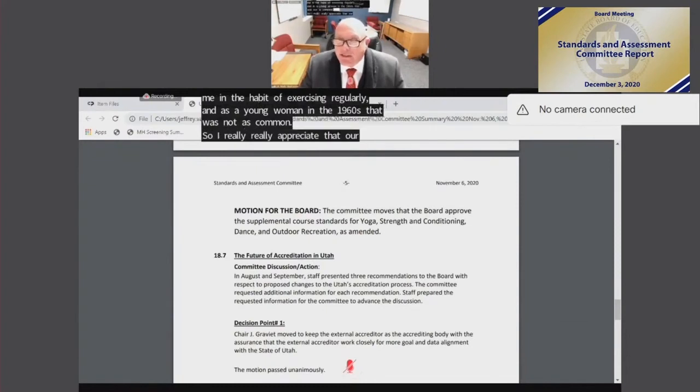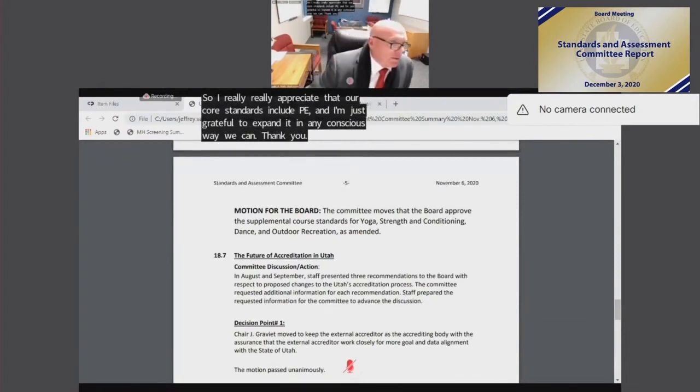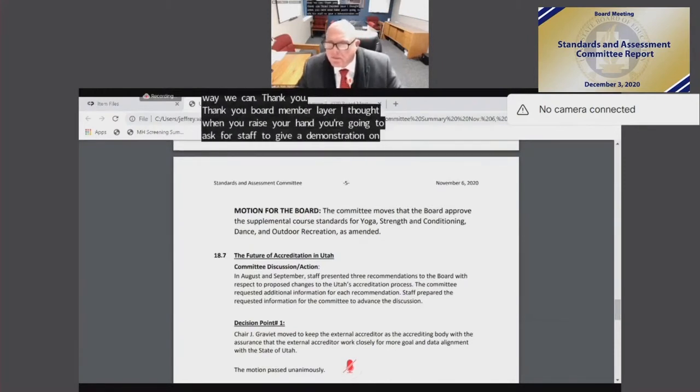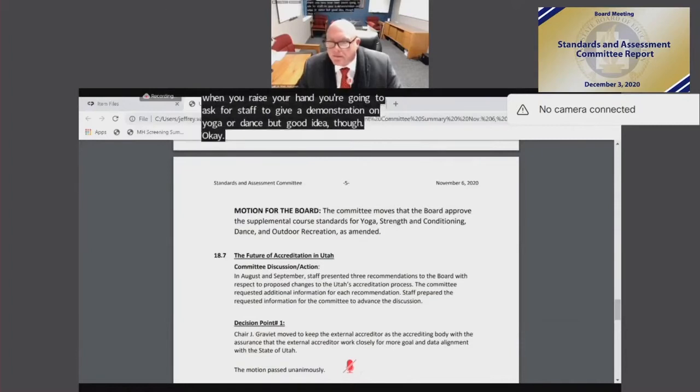Okay. I'm not seeing any other discussion on this item. So the motion before the board is that the board approve the supplemental course standards for yoga, strength and conditioning, dance, and outdoor recreation as amended. Board members, at this time, please vote. The voting is complete and the motion passes unanimously. Please continue. Okay.